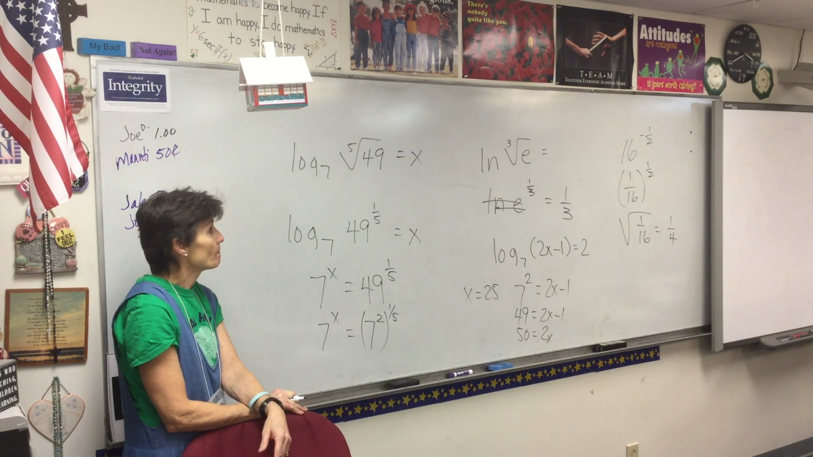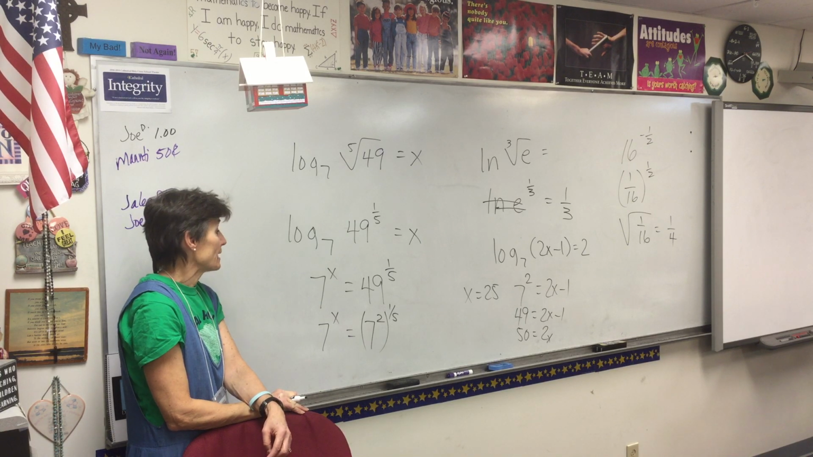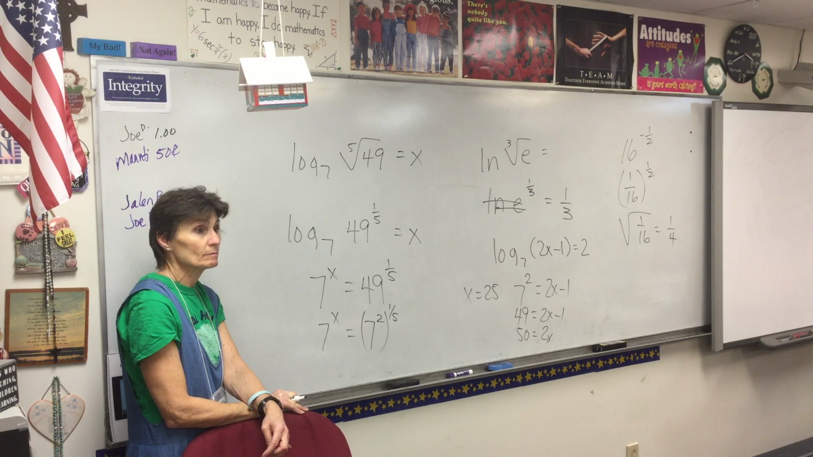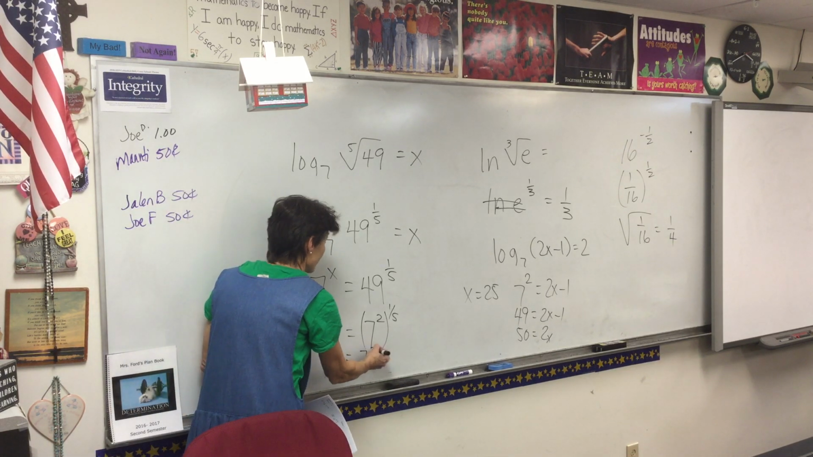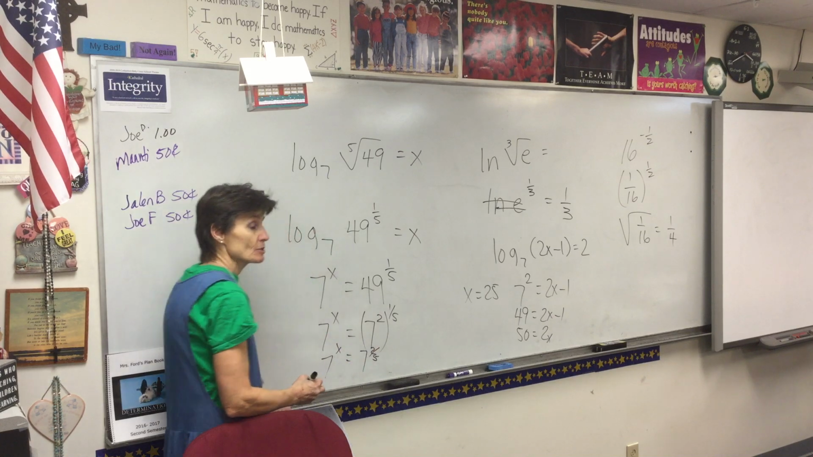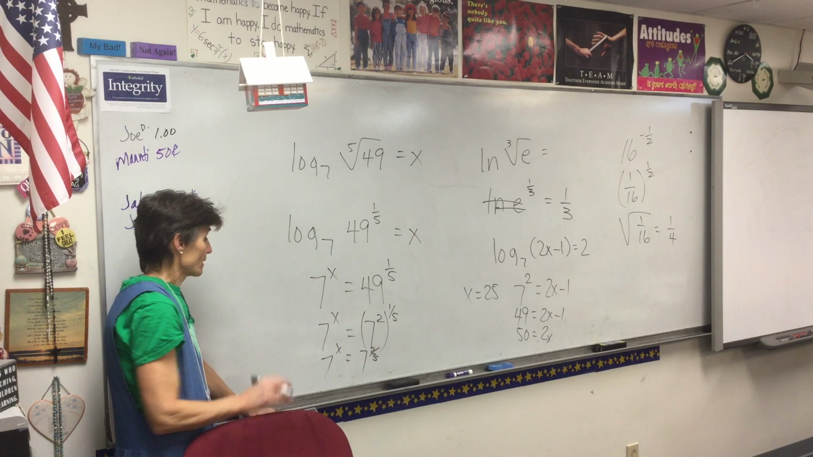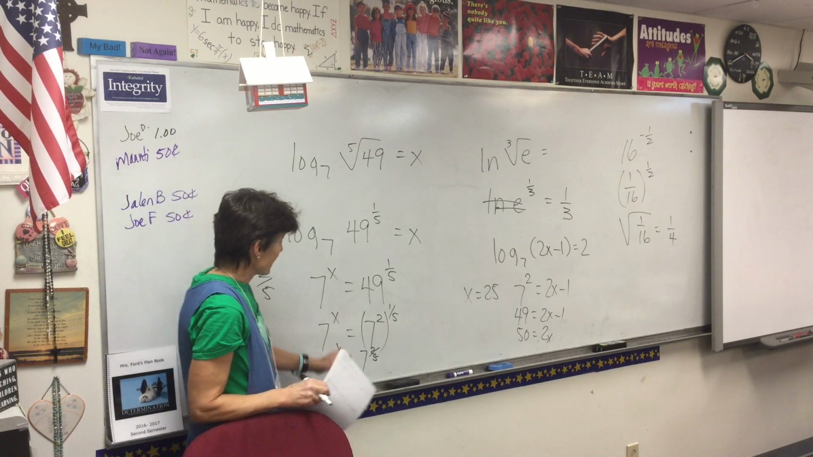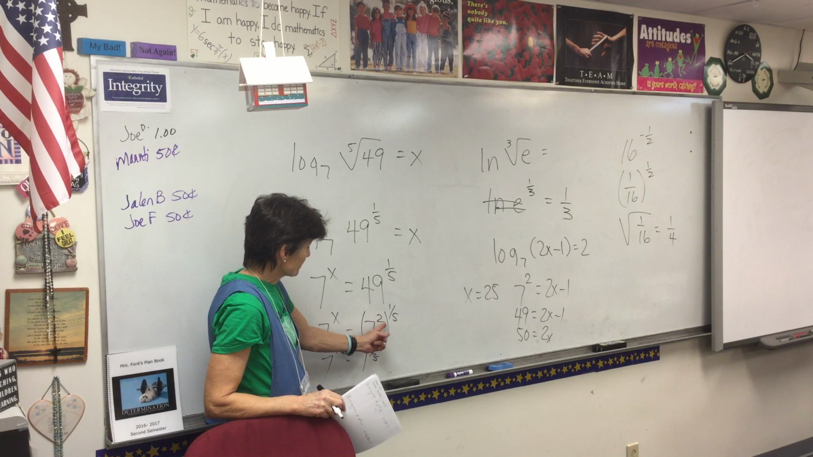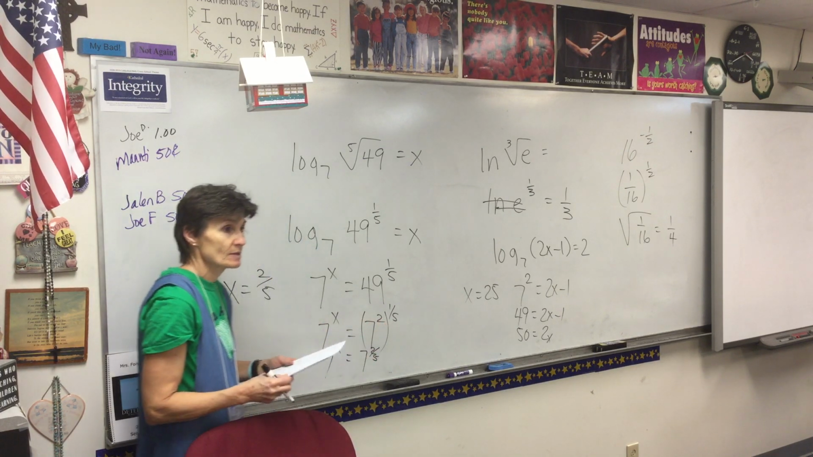What if you were to get 7 to the 2/5? Since 49 is 7 squared, 49 to the 1/5 is 7 to the 2/5. So 7 to the x equals 7 to the 2/5, and x is going to equal 2/5. So the answer is 2/5, because 7 to the x equals 7 to the 2/5. So x has to be 2/5.